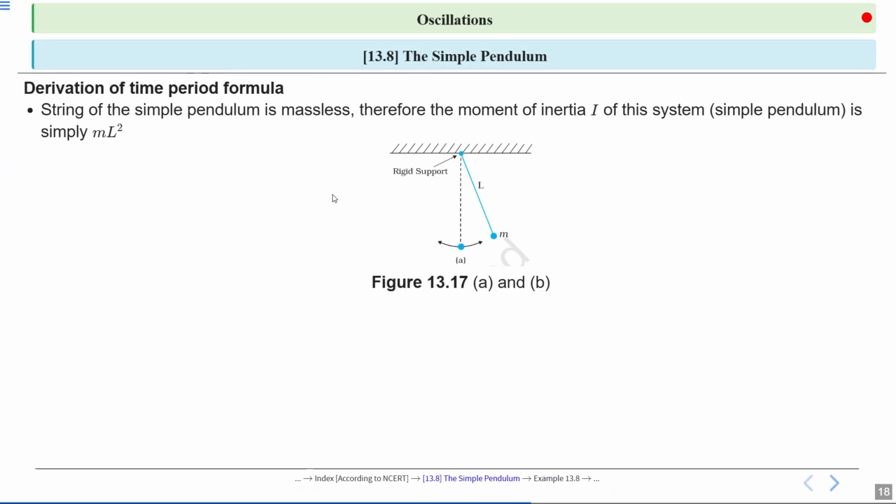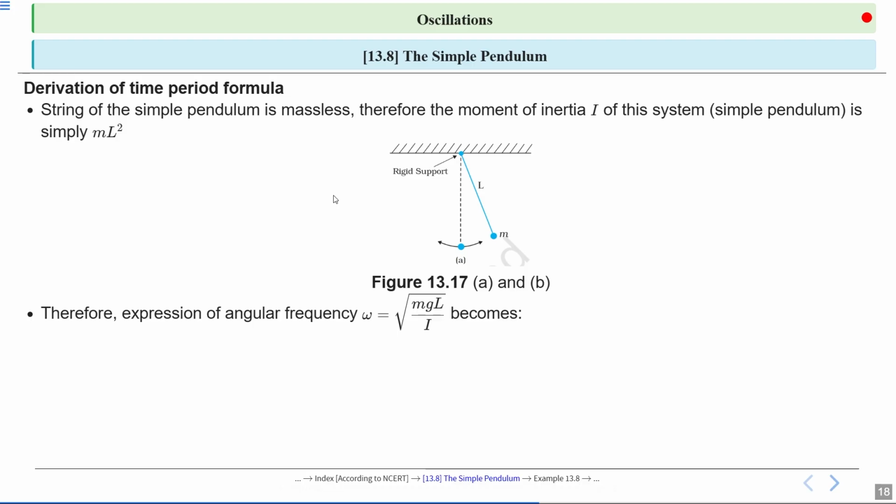So let's start by looking at the moment of inertia for a simple pendulum. Since the string is massless, the moment of inertia, which we call I, is just m times L squared, where m is the mass of the bob in kilograms and L is the length of the string in meters. So in the figure here, 13.17a, the mass is concentrated at the end of the string. So all the mass is at a distance L from the pivot.